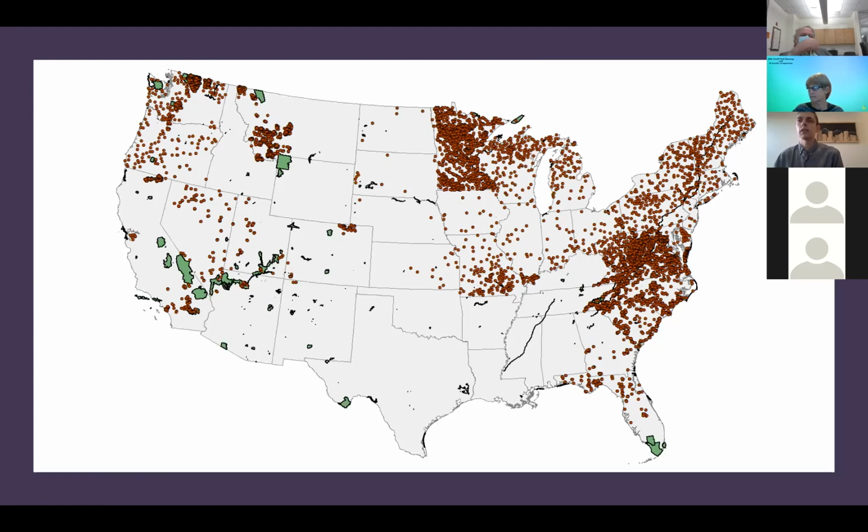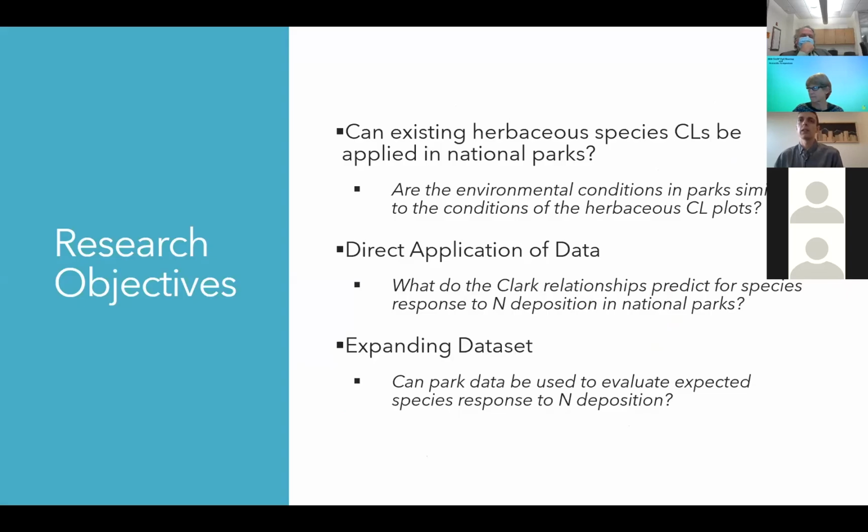And that's the main research question being asked here: can these existing herbaceous species critical loads be applied to national parks? And we assess this in two different ways. First, by directly applying the data. So we basically just took the existing critical loads and applied them to parks to see what they predicted for species response. And then we took a bit of a deeper dive into the data and the models by trying to see if we could input park-specific data into those models to evaluate expected species response.